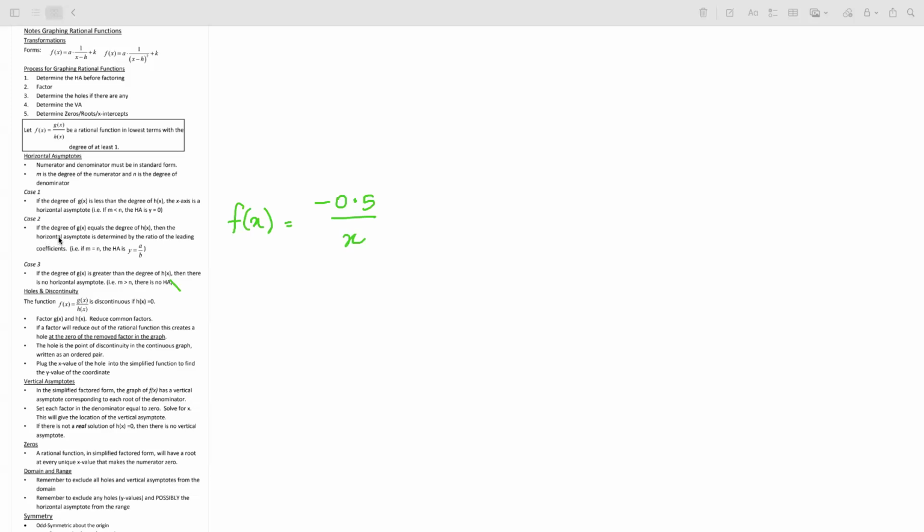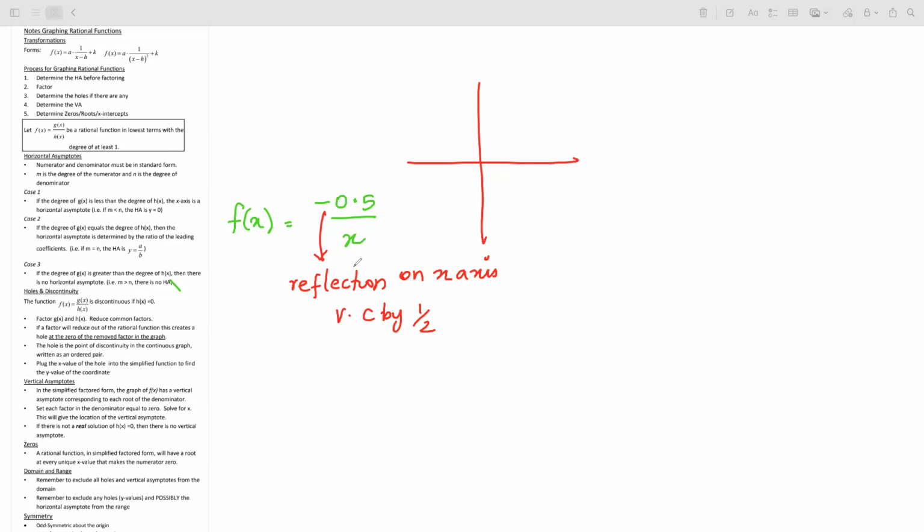Meaning I'll help you. Dhwani, you want to try? Sure. It's a reflection over the x-axis. This minus is a reflection on the x-axis. And then it's a vertical compression by 1/2. Compression by 1/2. So what happens? Do you see? There's a vertical compression. Don't worry about it. We can do a table and find it out.